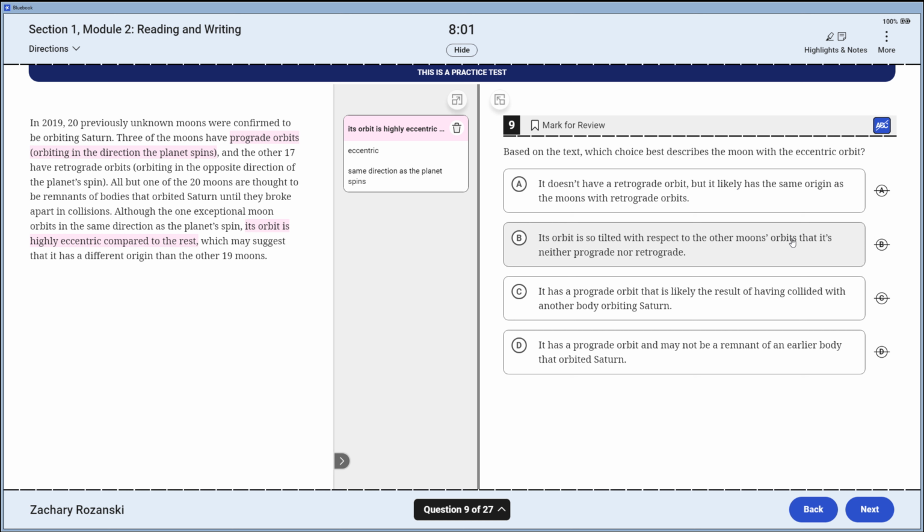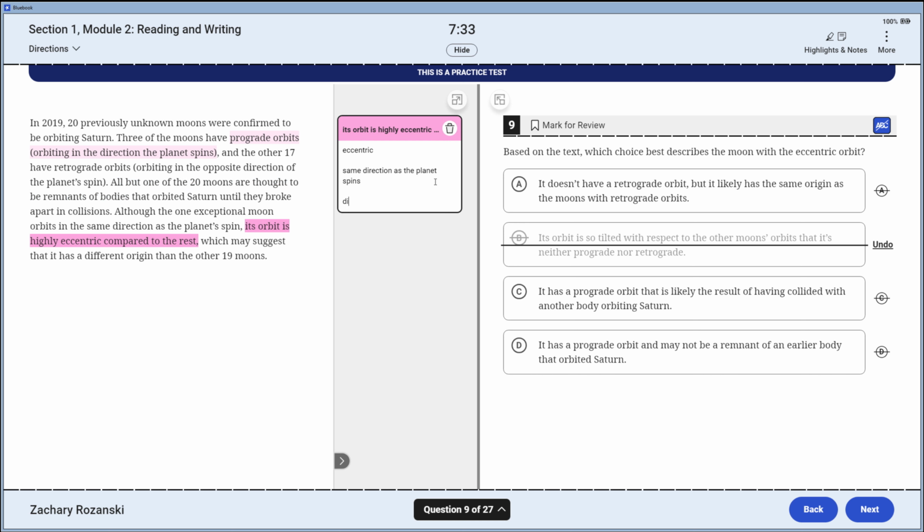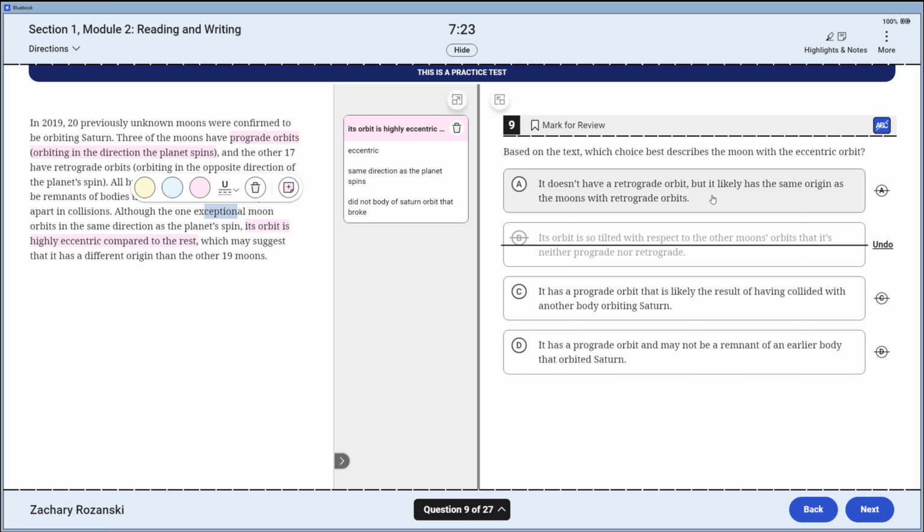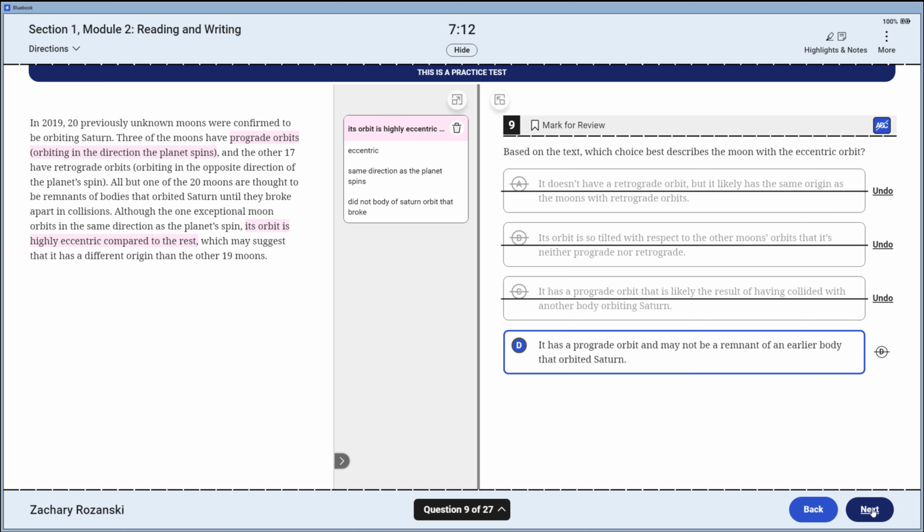So it's true. Its orbit is tilted with respect to the other moons' orbit, that it's neither. No, it is prograde. It is a prograde orbit, so both of these are true. I need to know its origin. It doesn't have a retrograde orbit, but it is likely the same origin. Okay, what is its origin? All but one of the 20 moons are thought to be remnants of bodies that orbited Saturn. It doesn't have a retrograde orbit, but it likely has a prograde orbit. It is prograde, this is true. That's supported by the text. Pick it and move on.